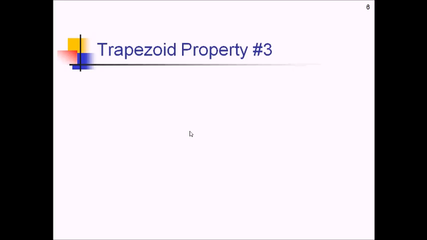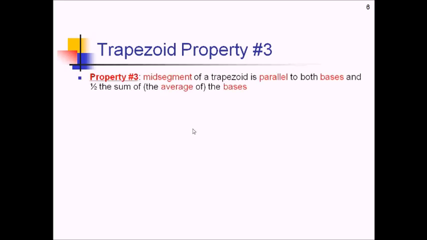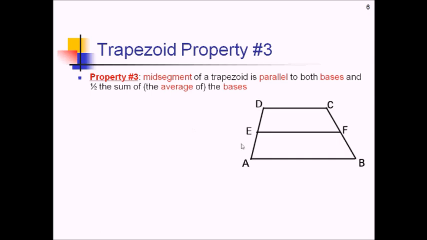And finally now, our third property of regular trapezoids, the mid-segment property. This says that the mid-segment of a trapezoid is parallel to both bases, and it's 1/2 the sum of the bases. In other words, you average the bases together, and you get the mid-segment.